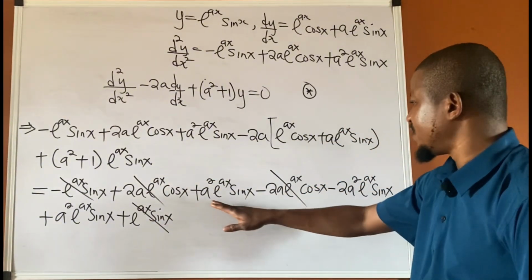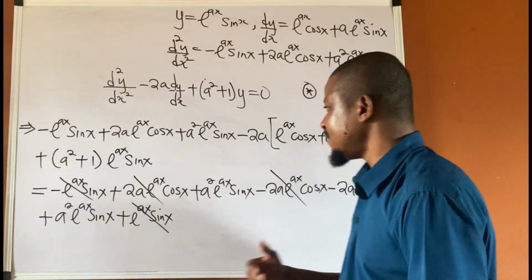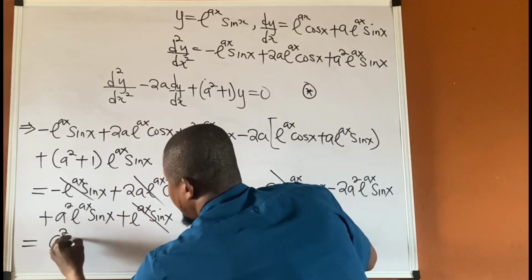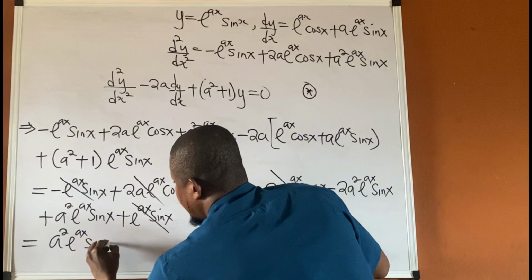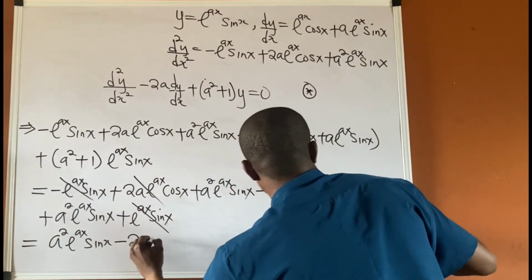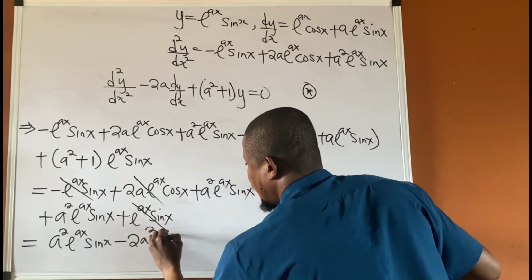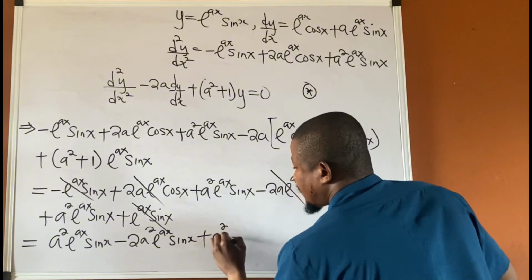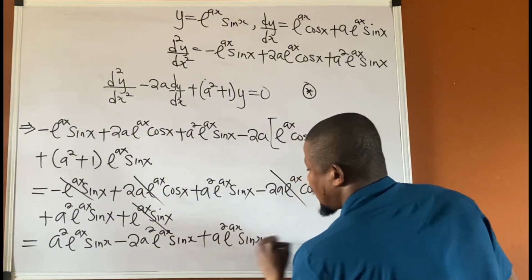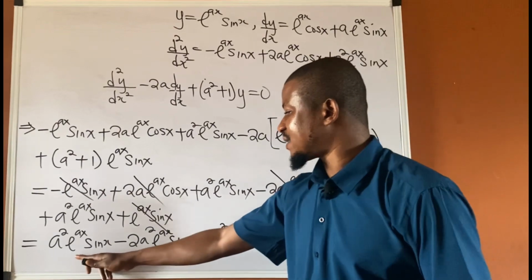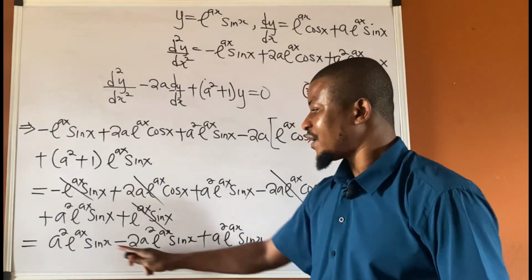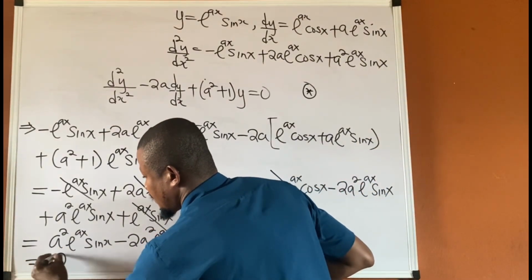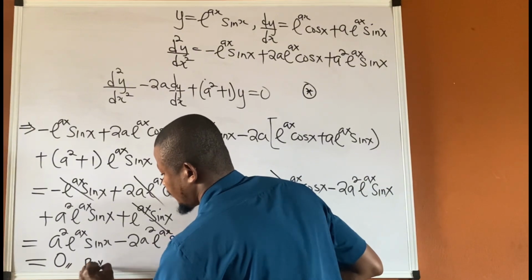Okay, so we are left with this term, this term, this term, and they look quite alike, but let's bring it out. Let's bring out the terms remaining. This is a squared e^(ax) sine x minus 2a squared e^(ax) sine x plus a squared e^(ax) sine x. And we can now see that this to this is a negative a squared e^(ax) sine x, plus this gives us 0 definitely, and this is proved.